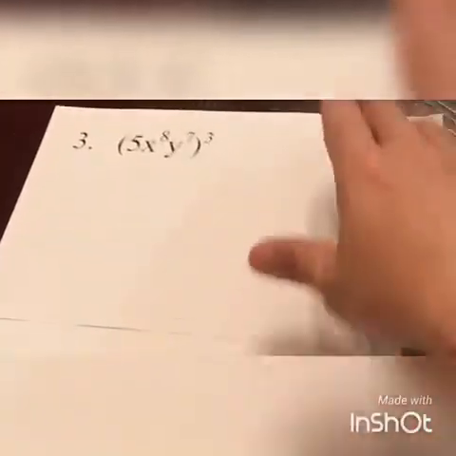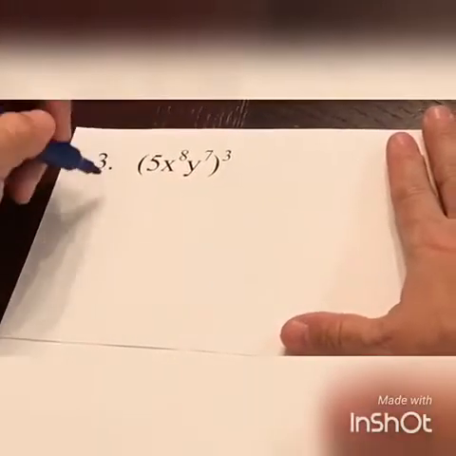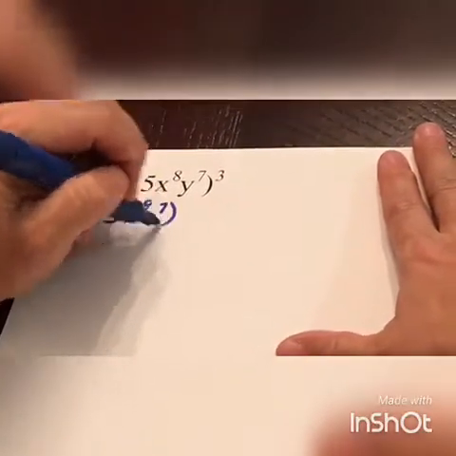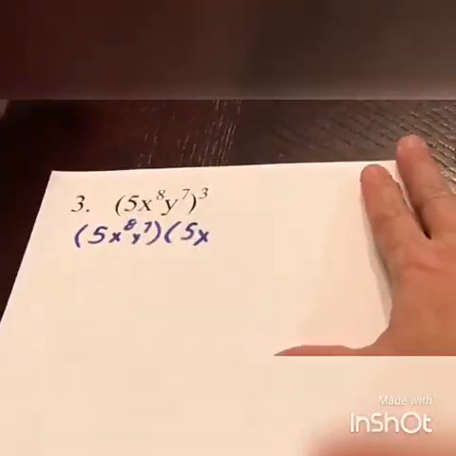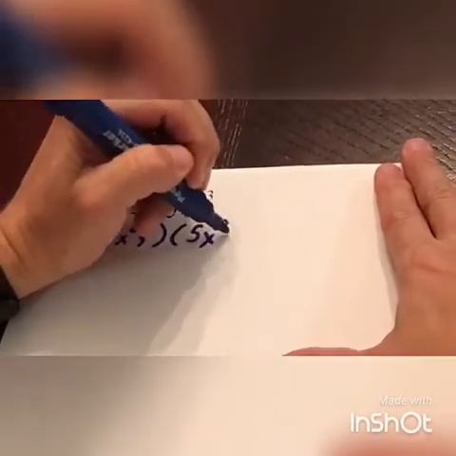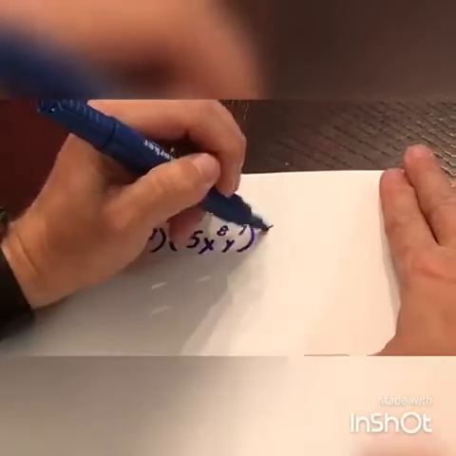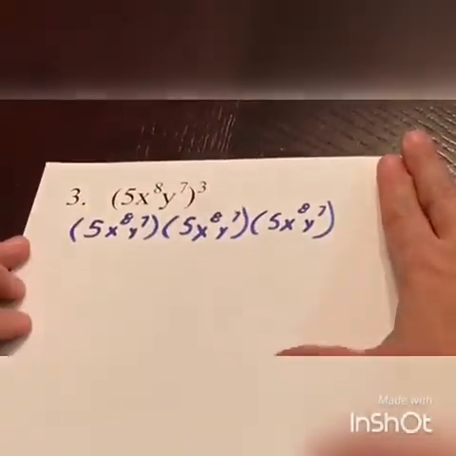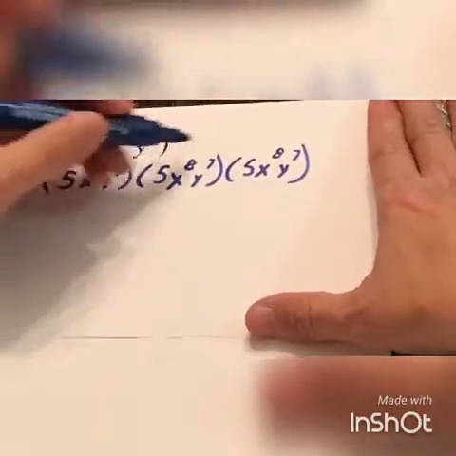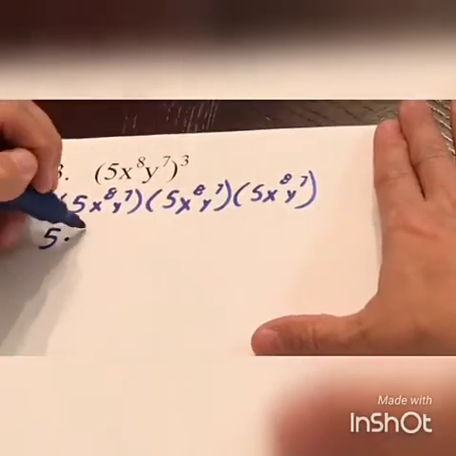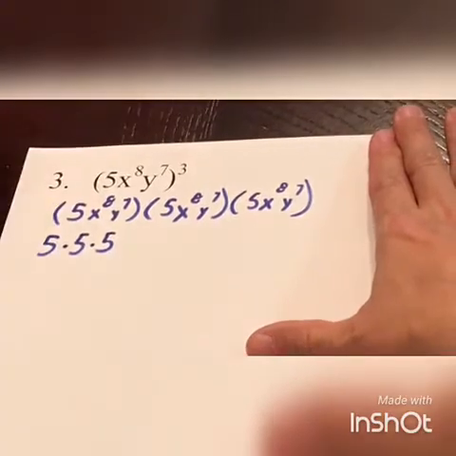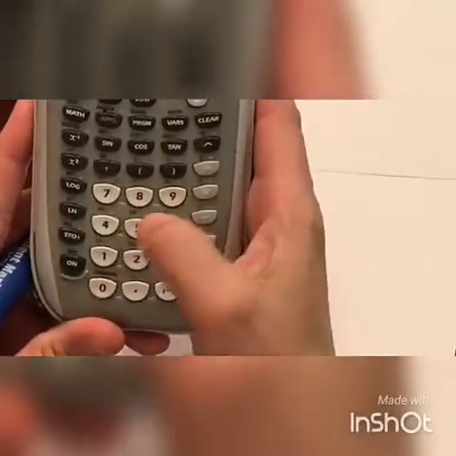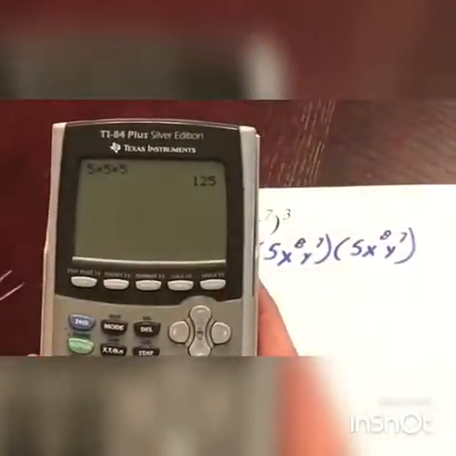With number 3, the only thing I noticed different is we have a 3 behind the parentheses, which means we write the parentheses down 3 times. 5x to the 8th, y to the 7th, three times. Multiplication, 5 times 5 times 5 equals 125.